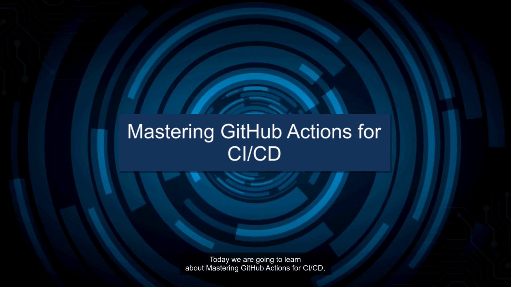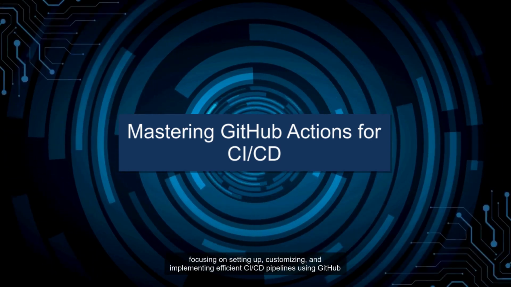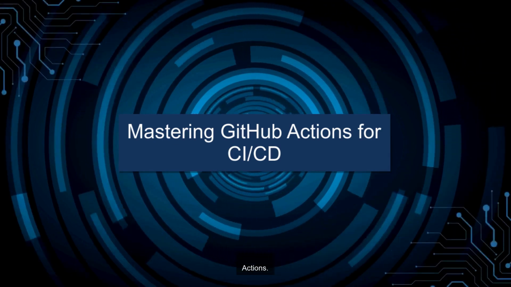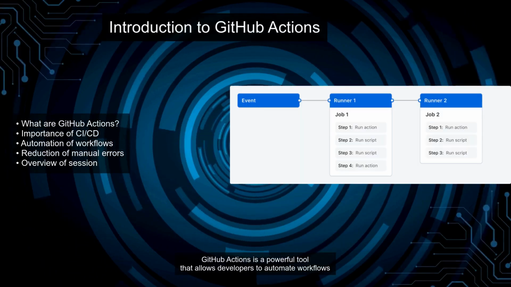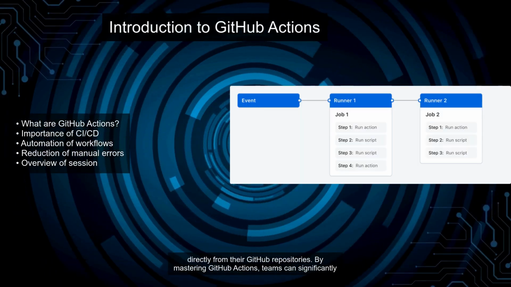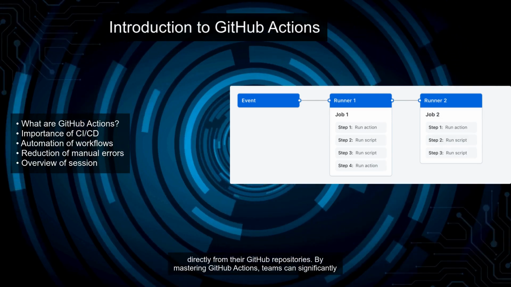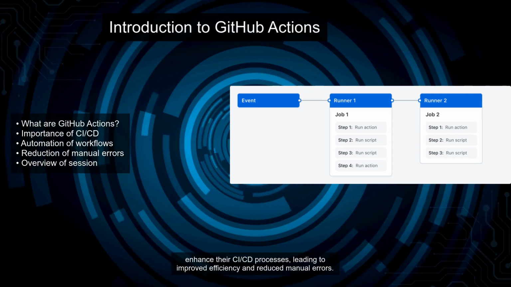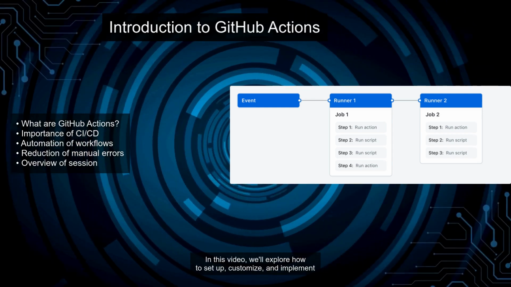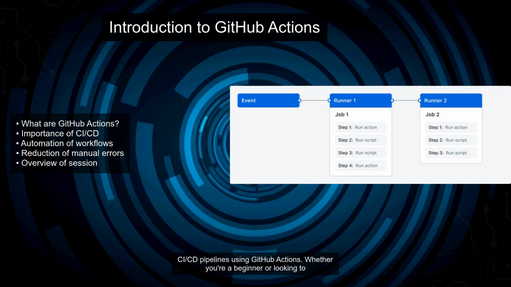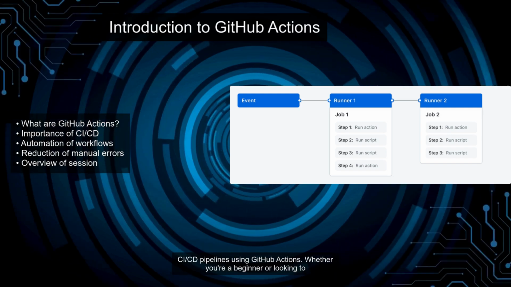Today we are going to learn about mastering GitHub Actions for CI/CD, focusing on setting up, customizing, and implementing efficient CI/CD pipelines using GitHub Actions. GitHub Actions is a powerful tool that allows developers to automate workflows directly from their GitHub repositories. By mastering GitHub Actions, teams can significantly enhance their CI/CD processes, leading to improved efficiency and reduced manual errors. In this video, we'll explore how to set up, customize, and implement CI/CD pipelines using GitHub Actions.